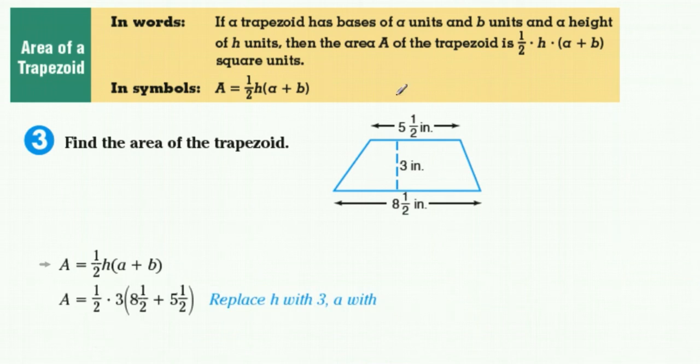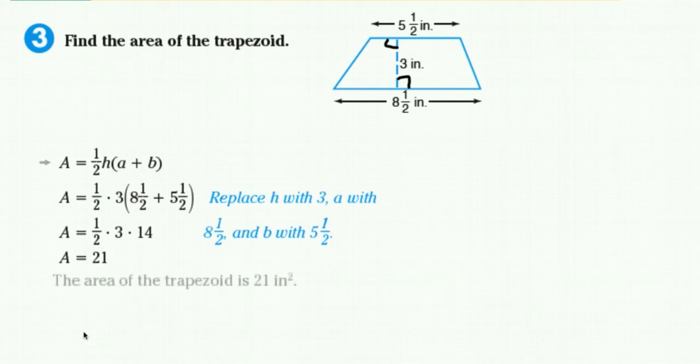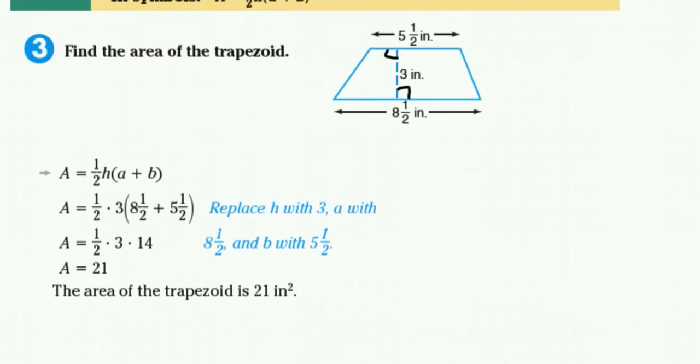Why is this our height? Because it is perpendicular to both our bases. So substituting the values and simplifying it, we now have 1/2 times 3 times 14, because 8 and 1/2 plus 5 and 1/2 will give you 14, and we simply multiply straight. 1/2 times 14 is 7, times 3 is 21, so the area of this particular trapezoid is 21 square inches. Okay, and let's take a look at the last example.